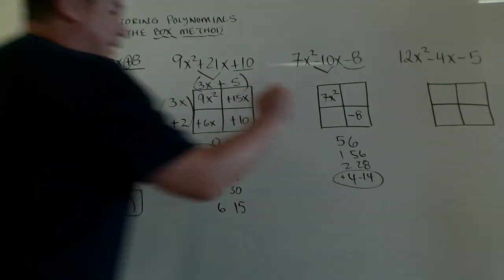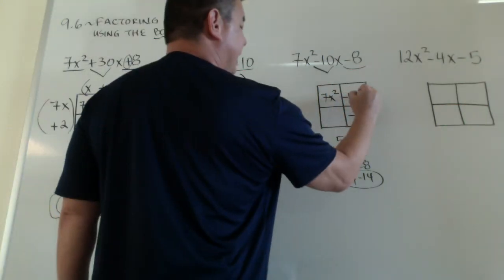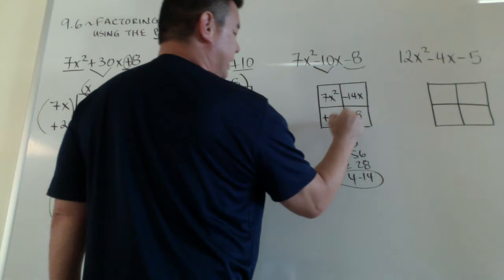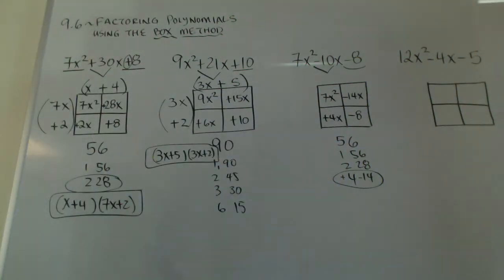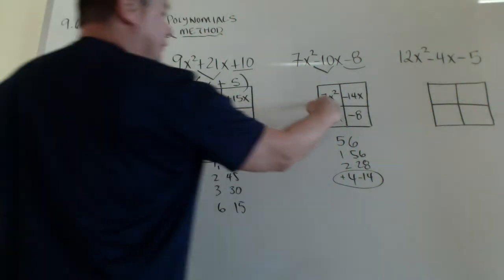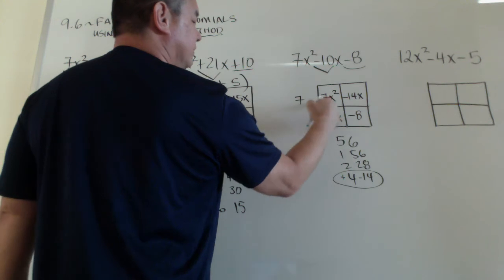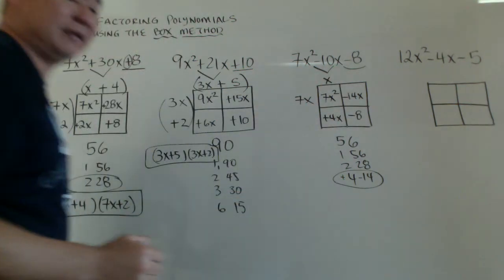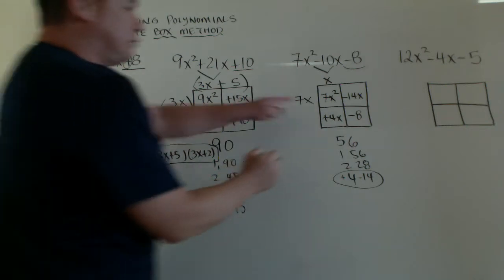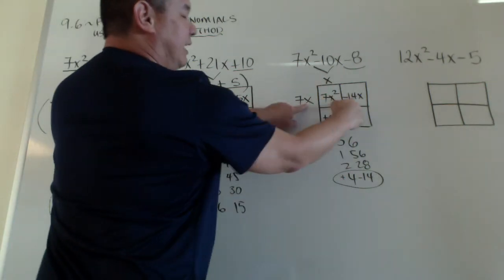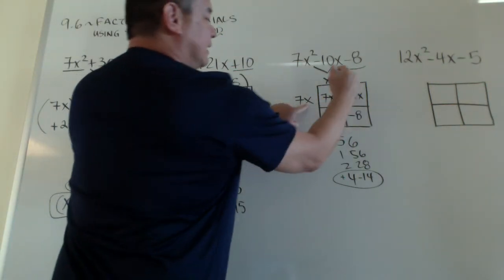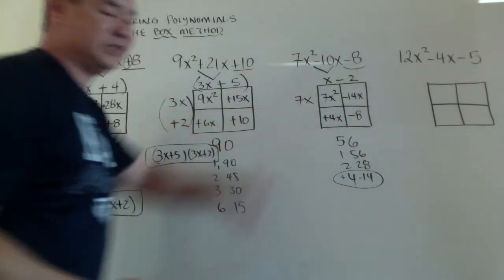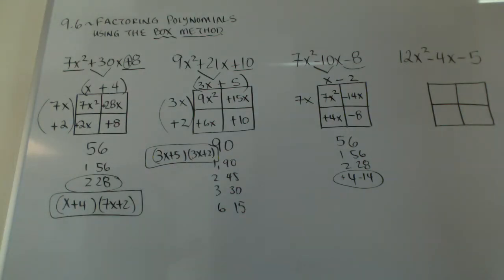So I'm going to put the negative 14x here, and again, it doesn't matter, you can put them in either one. I could interchange those two. I'm going to factor out from the top. I'm going to pull out a 7 and an x from these two, and I'm left with x. I'm just multiplying 7x times x to get here. And if I pull a 7x out of this, I have a negative 2.